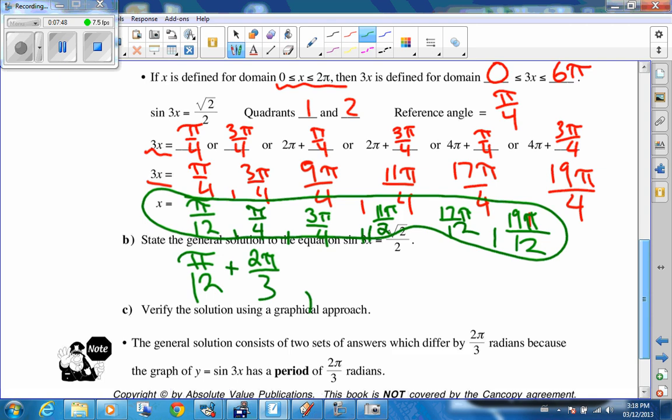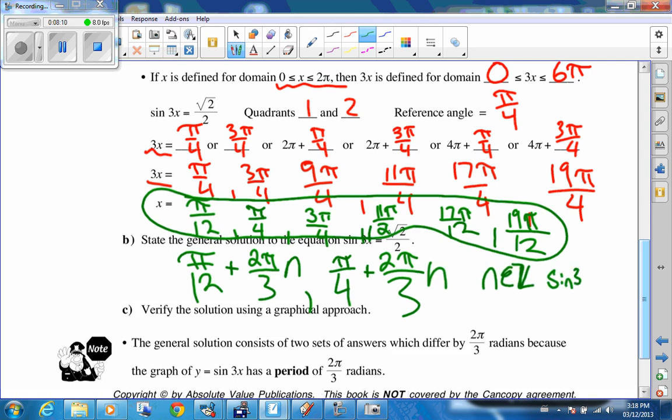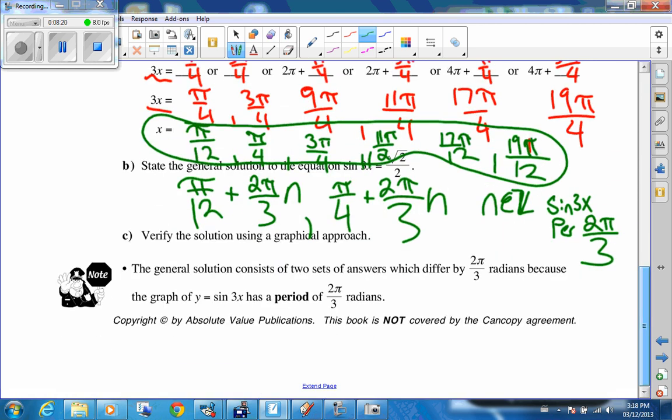And my other solution is going to be pi quarters plus 2 pi thirds n, where n is an element of the integers, because sine 3x has a period of 2 pi thirds. Oh, look at that. Just like it says here.